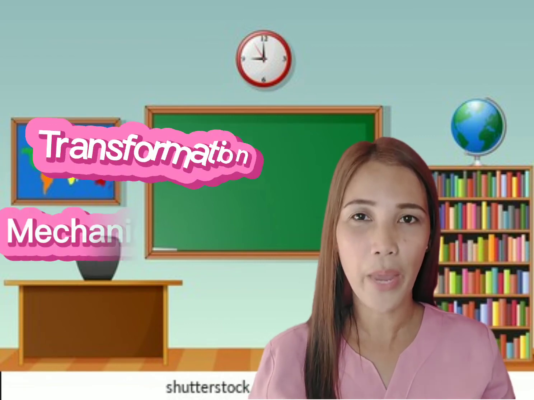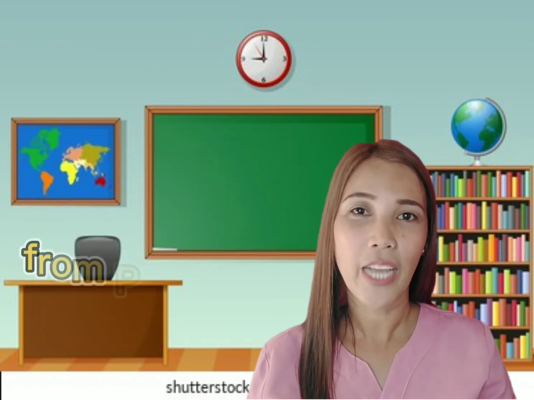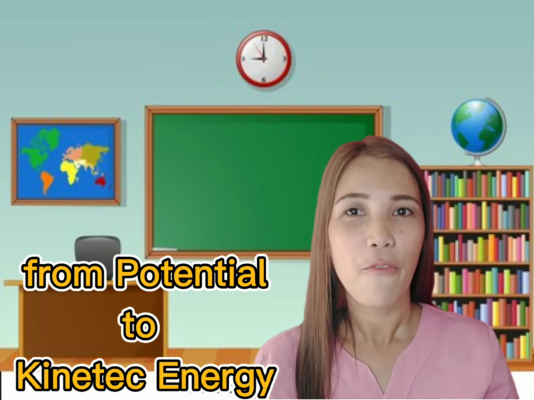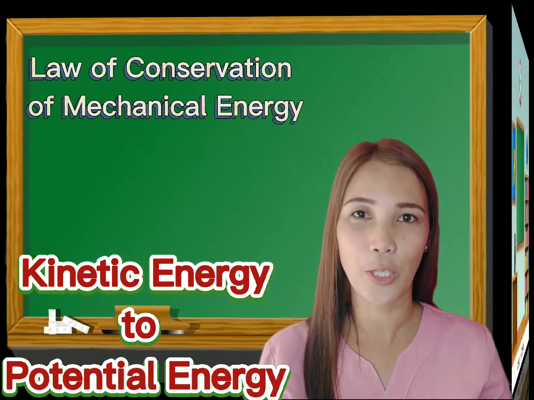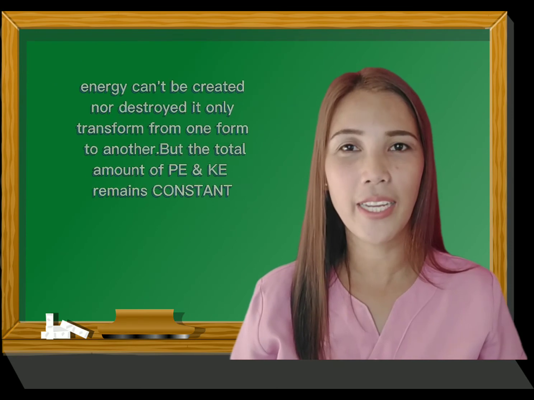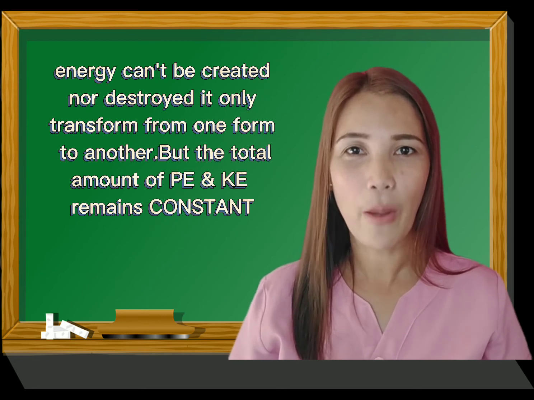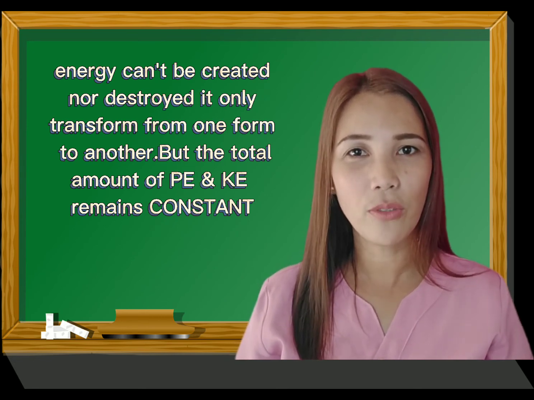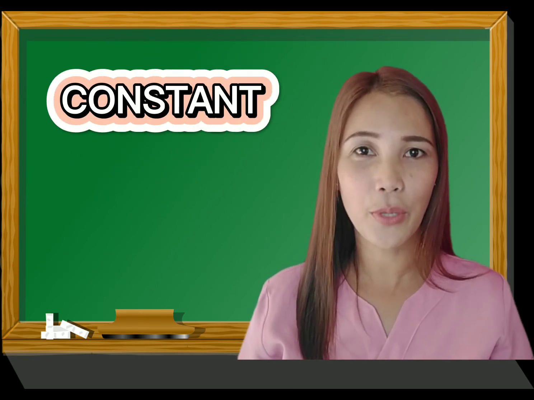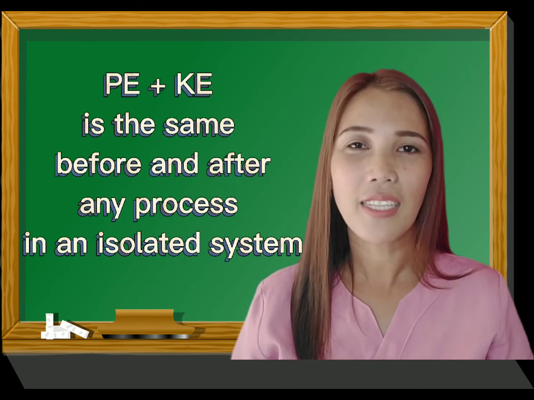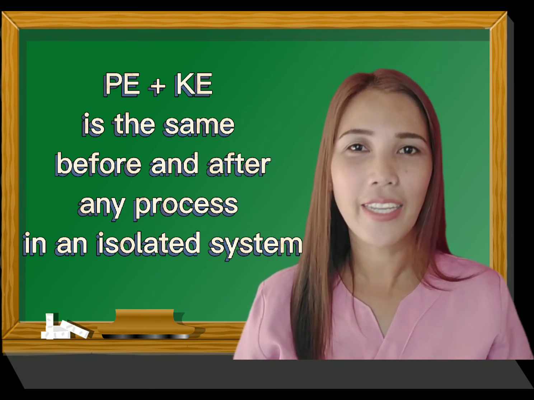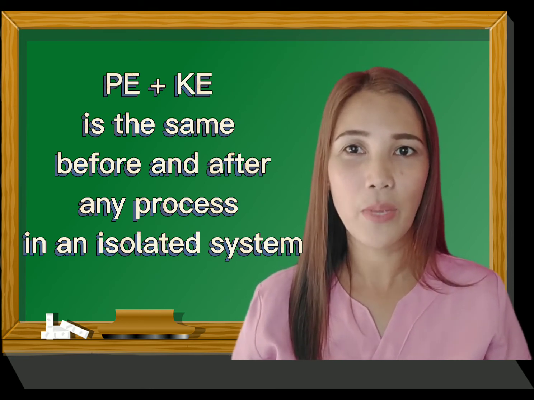In general, when you made each toy or object operate in the activity and let it move, the physics behind the toys caused transformation of mechanical energy from potential energy to kinetic energy, or from kinetic energy to potential energy. According to the law of conservation of mechanical energy, energy cannot be created nor destroyed. It only transforms from one form to another, but the total amount of potential energy and kinetic energy remains constant. This means that the total amount of potential energy and kinetic energy in an isolated system is the same before and after any process.